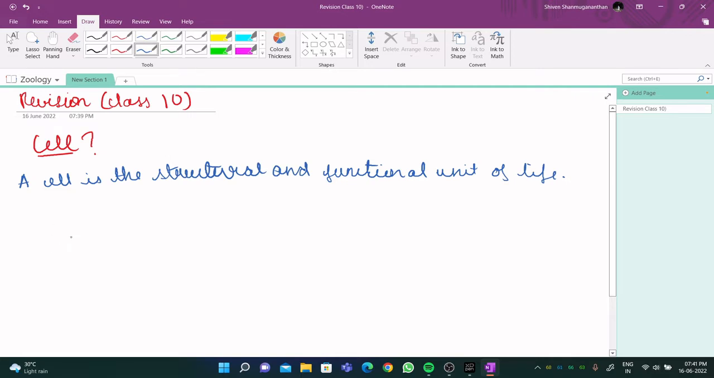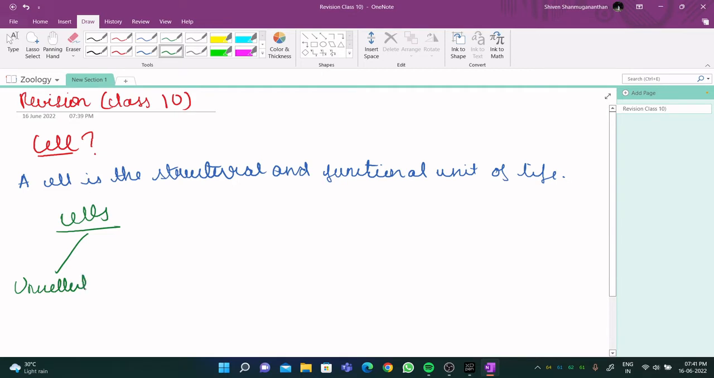Now, usually organisms are split into two different types on the basis of number of cells. Let me choose a different color for this. Take blue. Okay. So organisms based on cells, we have unicellular and we have multicellular. Okay.